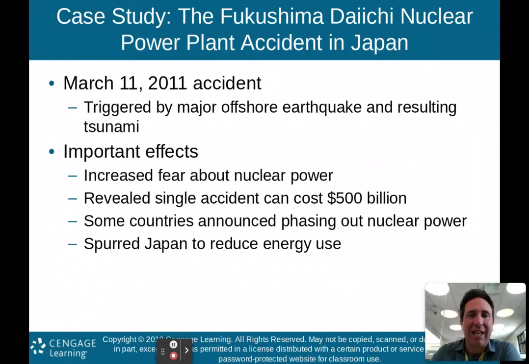All right, so a quick case study: the Fukushima nuclear power plant accident. This happened on March 11th, 2011. It was triggered by a major offshore earthquake and a resulting tsunami that came in and basically flooded the power plant and caused it to have some major issues, a basic meltdown.